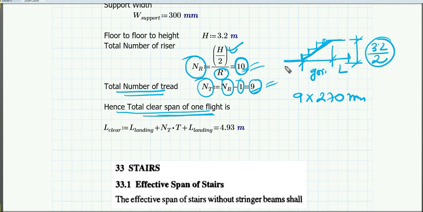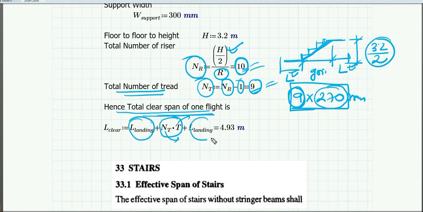this is the landing part, and this is also the landing part. So the going part will be how much? There are 9 numbers of treads, each tread having a width of 270 mm. So this is the total width of the going. So that is what we have done: n into t, where t is the tread width and n is the number of treads. So this is 9 into 270, plus this side you have a landing and the other side also you have a landing. So the total is L landing on this side plus L landing on the other side.